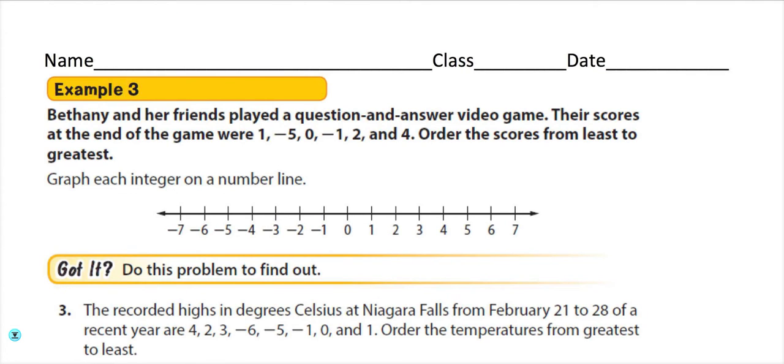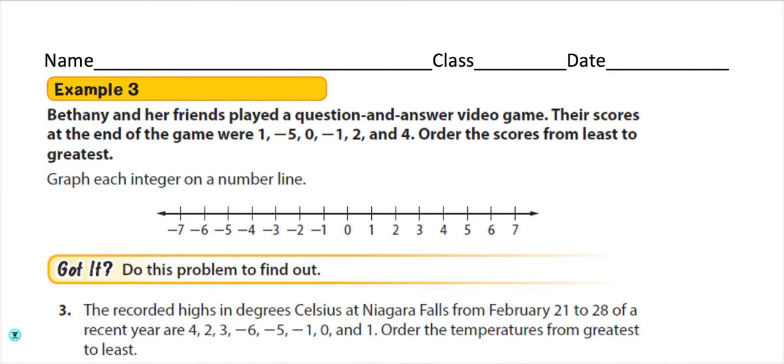All right, example 3. Bethany and her friends played a question and answer video game. Their scores at the end of the game were 1, negative 5, 0, negative 1, 2, and 4. Order the scores from least to greatest. And then the first thing they want us to do is to graph these on the number line. So let's do that first because that does help us.